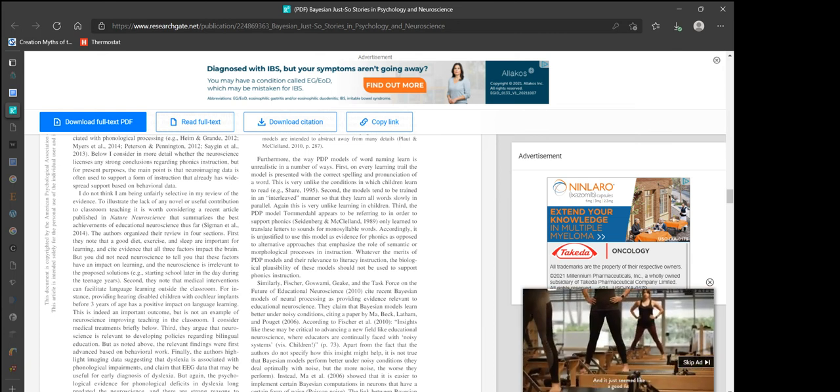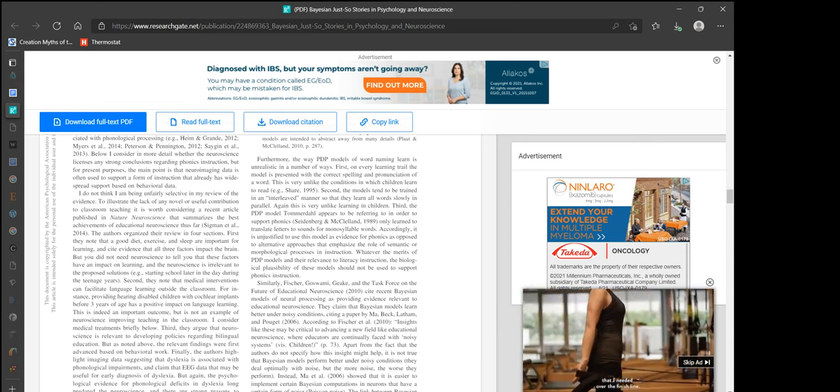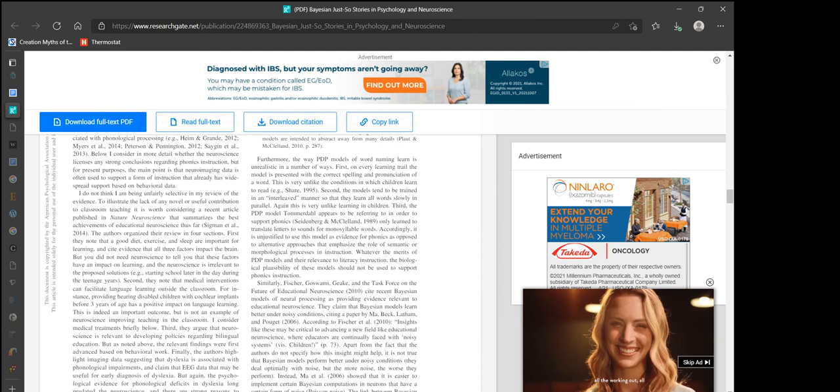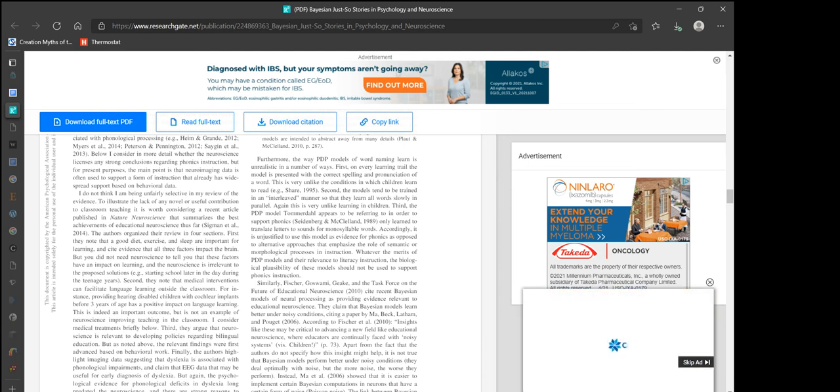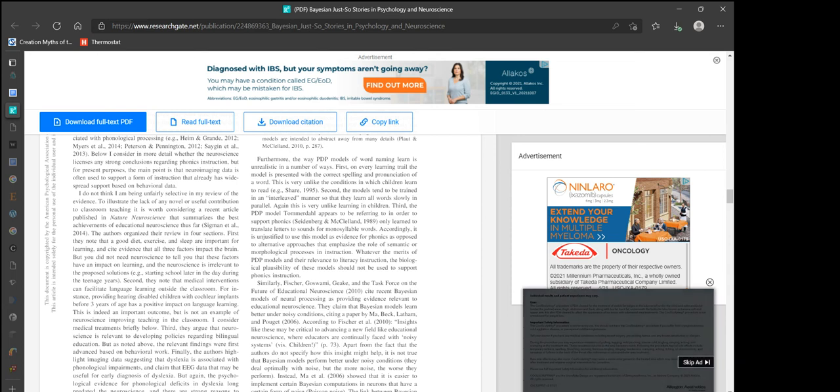Third, the PDP model Tom et al. appear to be referring to in order to support phonics only learned to translate letters to sounds for monosyllabic words. Accordingly, it is unjustified to use this model as evidence for phonics, as opposed to alternative approaches that emphasize the role of semantic or morphological processes in instruction. Whatever the merits of PDP models and their relevance to literacy instruction, the biological plausibility of these models should not be used to support phonics instruction.